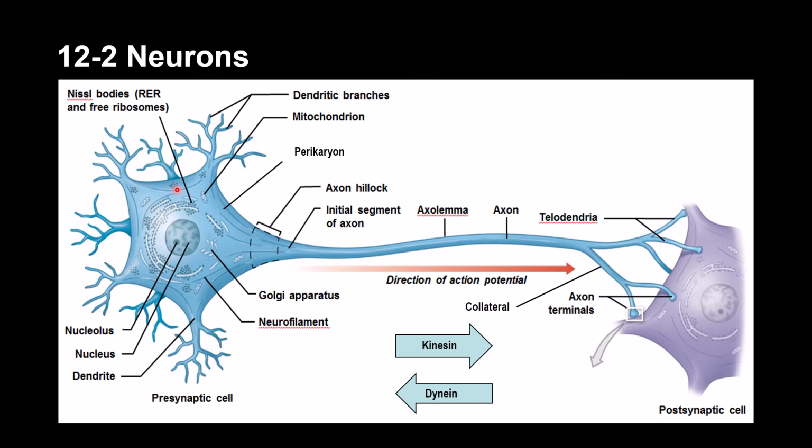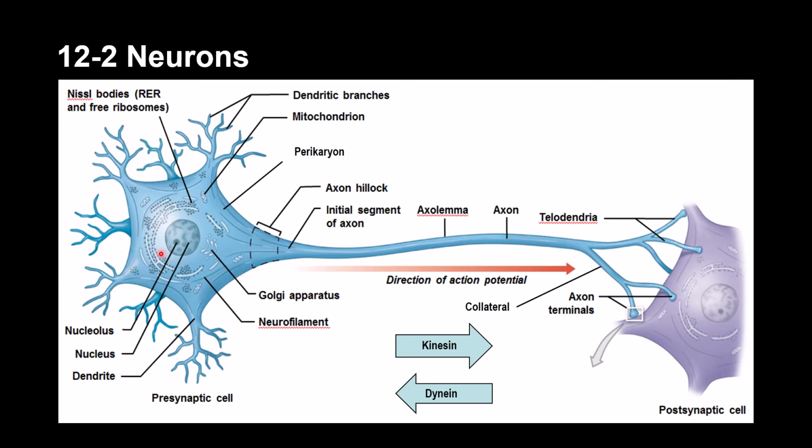The cell body is called soma, and it contains a nucleus and nucleolus, very active. It also contains rough endoplasmic reticulum, and it has a lot of free ribosomes. The combination of these two together under a microscope looks darker, and these are called Nissl bodies. So this dark area contains RER and free ribosomes. It also has Golgi apparatus, and there are also other filaments like neurofilaments and neurotubules.